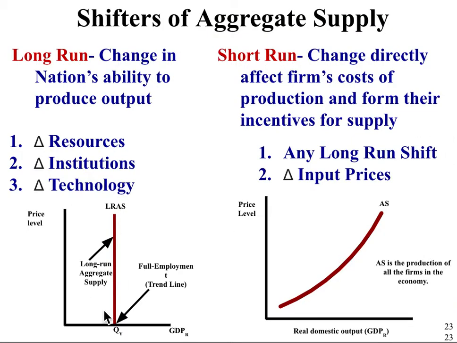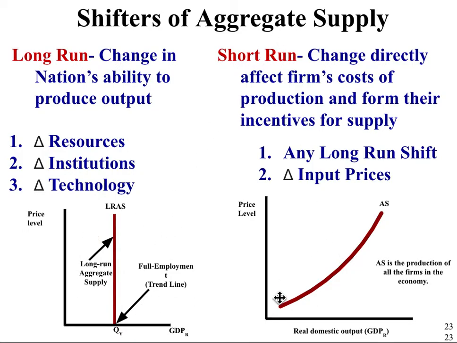So we need to know and understand that the long-run aggregate supply is this straight vertical line and that the aggregate supply in the short run is an upward sloping, direct relationship between price level and GDP. We need to think about how these two curves can actually be shifted. And so for long run, it's always going to be something that changes the nation's ability to produce output. So we can break it down to this acronym of RIT. So that's where Miss Charlotte went to college, grade school. So resources when they change, institutions when they change, and technology when they change, they're going to shift this long-run aggregate supply.